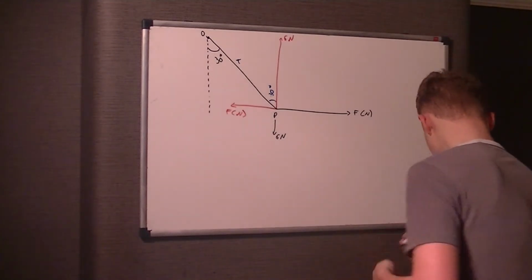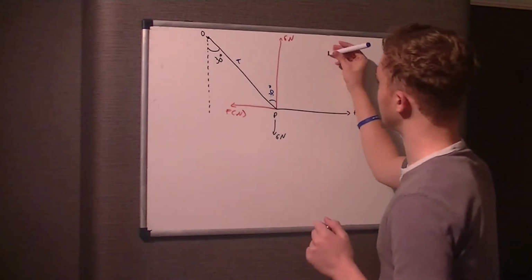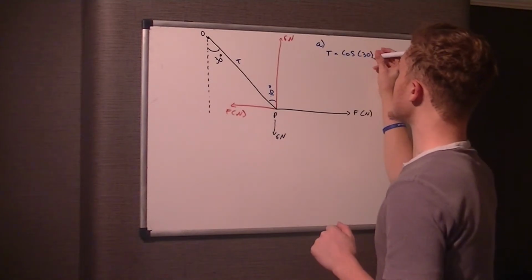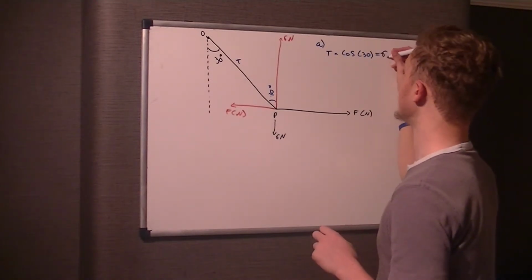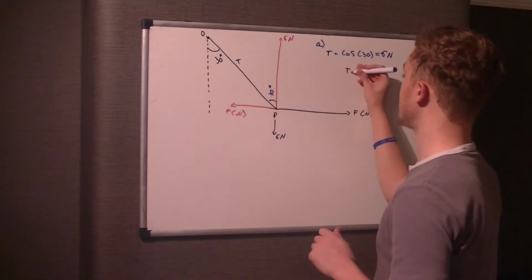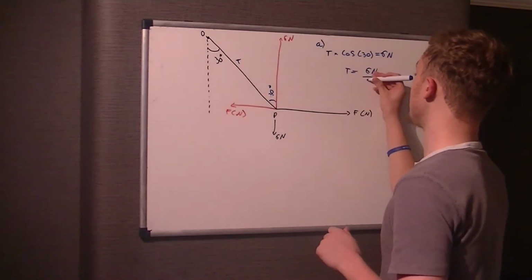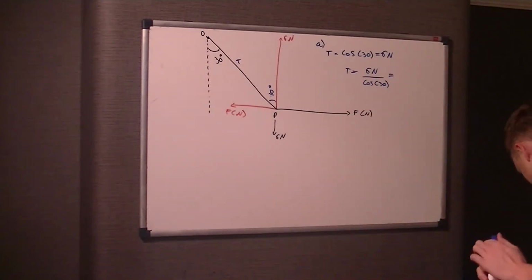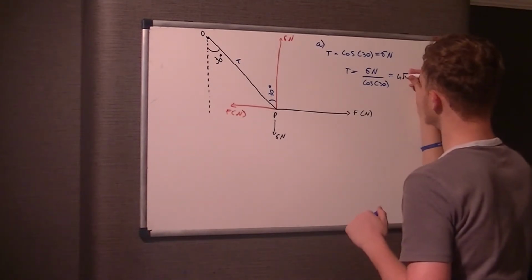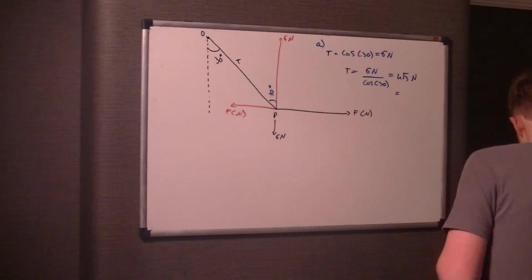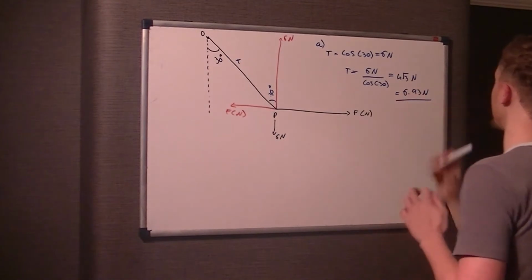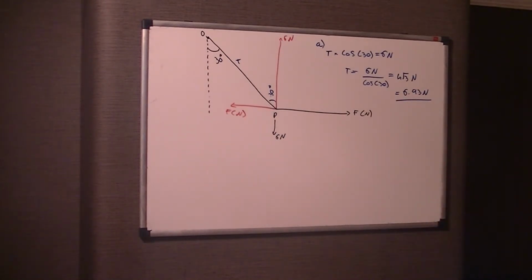use cos. So for part A, you write T times cos 30 is equal to 6 newtons. Rearrange this so T is equal to 6 newtons over cos 30, and that should get you an answer which is equal to 4 root 3 newtons, or if you were to put it in decimal places, 6.93 newtons. Okay? So that'd be your answer for part A. All we've done is use basic trigonometry there.